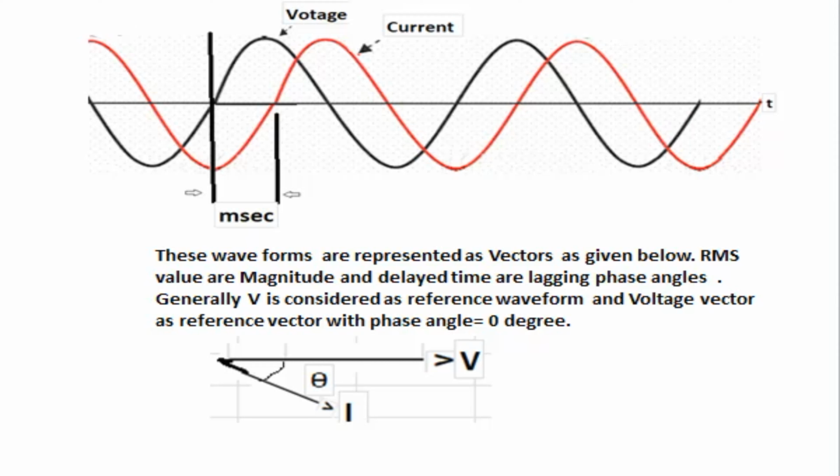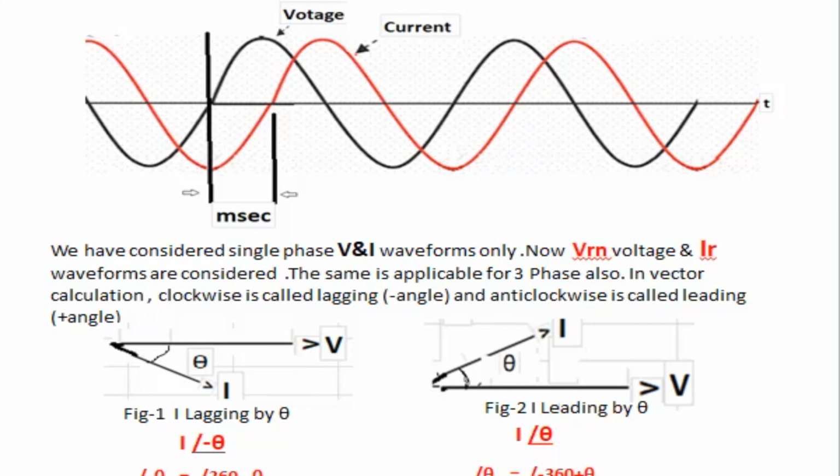These waveforms are represented as vectors as given below. RMS values are the magnitudes and delayed times are the lagging phase angles. Generally, V is considered as the reference waveform and the voltage vector as the reference vector with phase angle equal to 0 degrees. Here we consider single phase voltage and current waveforms only. Now VR voltage and IR current waveforms are considered. The same is applicable for three phase also.